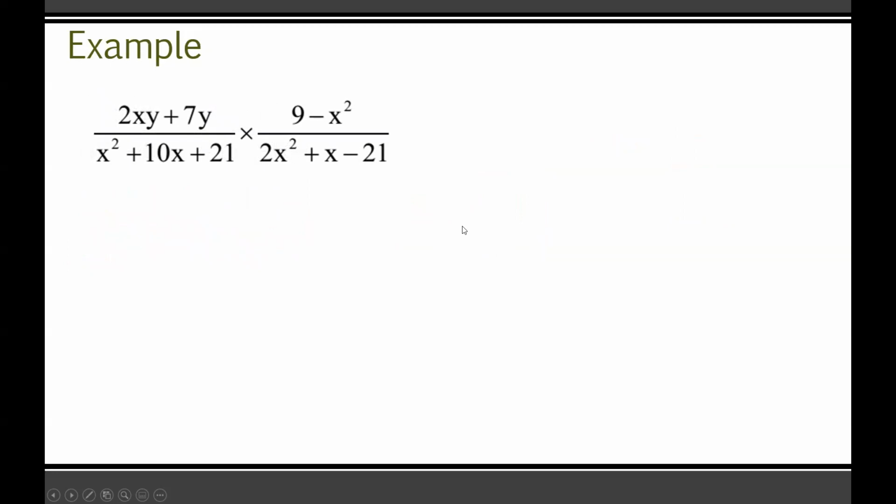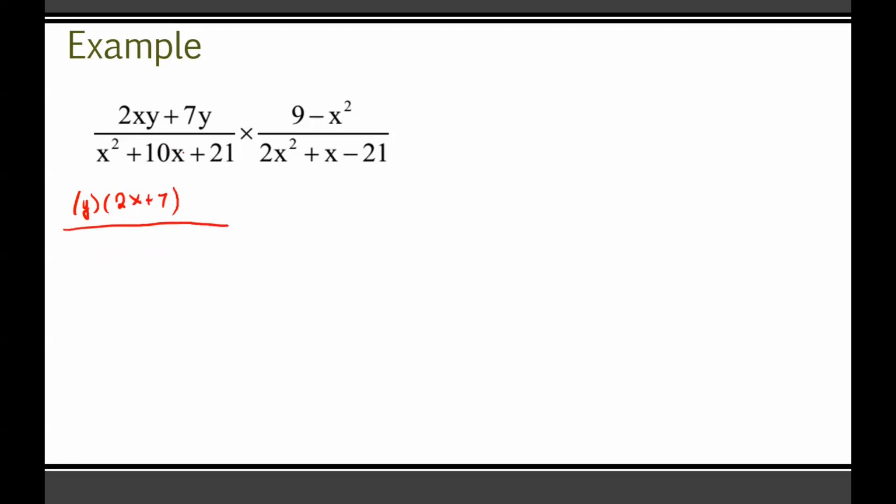Oh my goodness, this one looks like an absolute train wreck. All right, here we go. So think about what can factor out of the top up here, 2xy plus 7y. Is there anything that factors out of there? I think the only thing I can see is y. So y times 2x plus 7. That's about as good as we're going to get there.